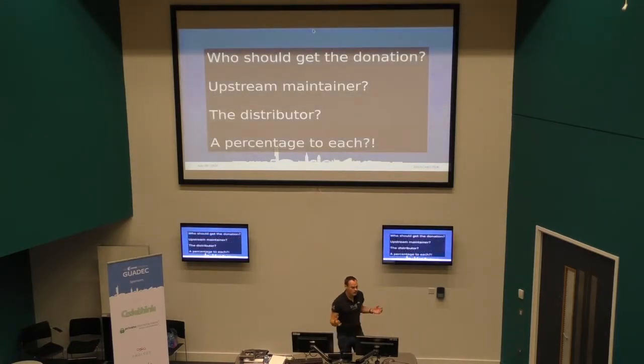And then the big question, who should get the donation? The upstream maintainer is the obvious choice, but then the distributor is the one that's paying for the bandwidth, and probably for the person that's doing all the QA. Should we give a percentage to each person, like 10% to the distributor, 25% to the distributor, half to the distributor? Should that be configurable per project? Should that be configurable globally? Like GNOME Foundation, etc.